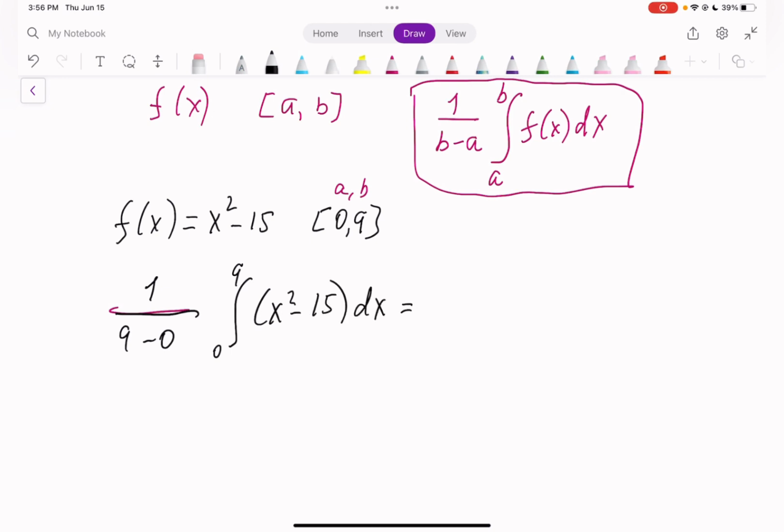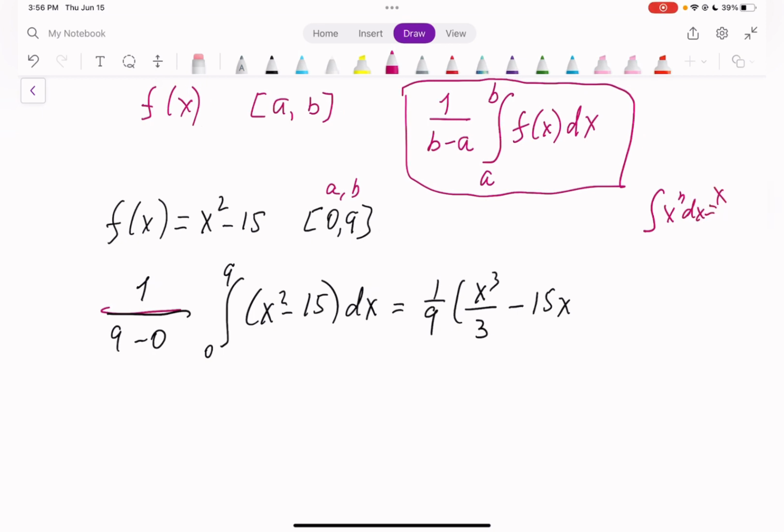So from here we are getting 1 over 9, and x squared is going to be x cubed over 3, and minus 15 is going to be 15x. Remember, real quick, the integral of x to the n dx is equal to x to the n plus 1 over n plus 1, right?